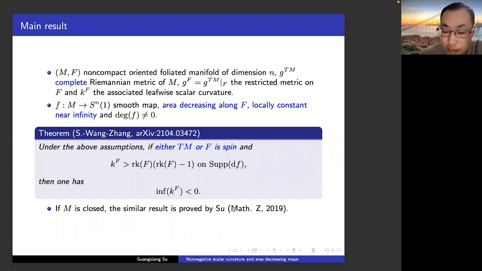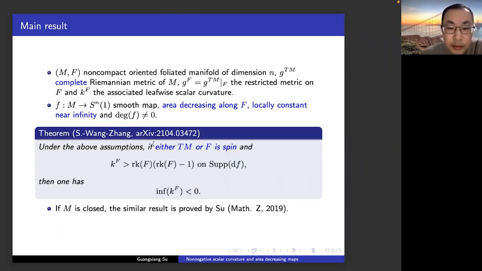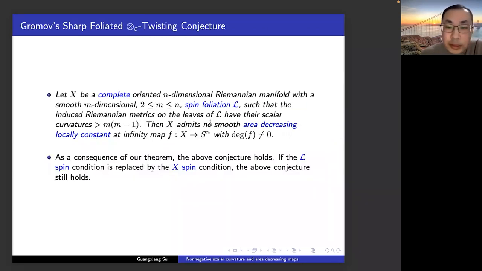So, as a consequence of our theorem, the Gromov subfoliated epsilon-twisting conjecture holds, since we proved that in these conditions the infimum of the leafwise scalar curvature is negative. In his conjecture, he assumed the scalar curvature is greater than m times m minus one on the whole manifold. So, from our theorem, we see that his conjecture holds.